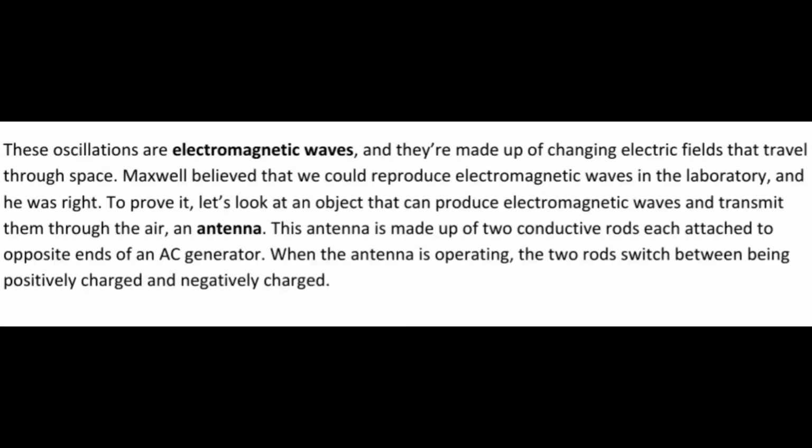To prove it, let us look at an object that can produce electromagnetic waves and transmit them through the air: an antenna. This antenna is made up of two conductive rods, each attached to opposite ends of an AC generator. When the antenna is operating, the two rods switch between being positively charged and negatively charged.